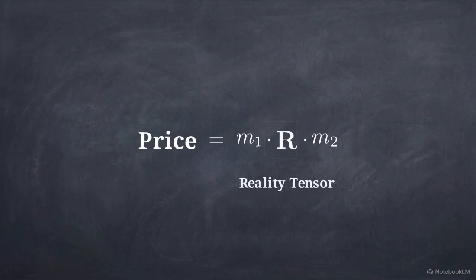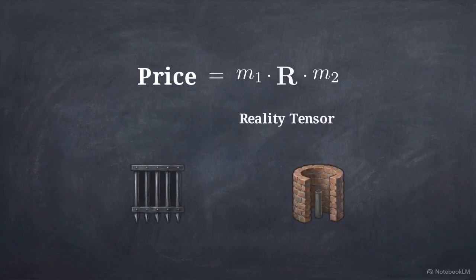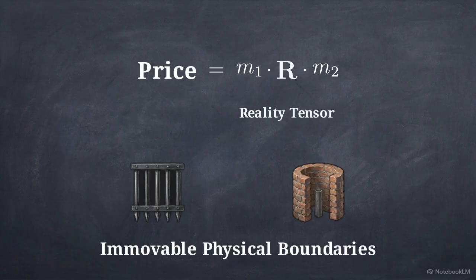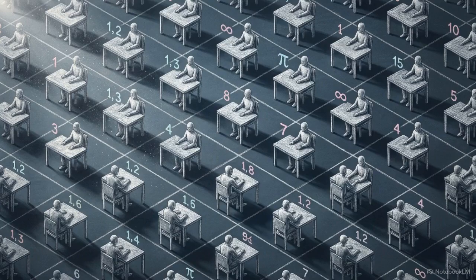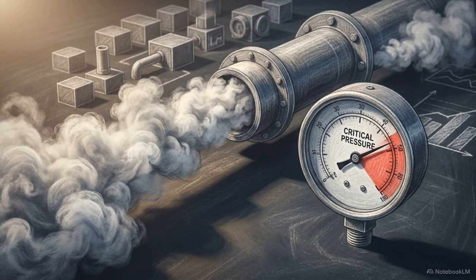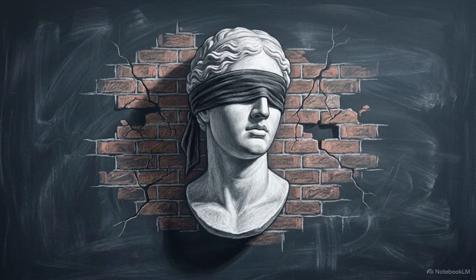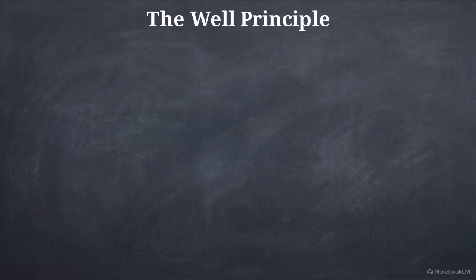In economics, we substitute c squared with the dimensionless reality tensor. It represents the immovable physical boundaries of the host ecosystem, the absolute limits of a resource. Orthodox models assume a market composed entirely of rational calculators operating in an infinite void. By ignoring the thermodynamic boundaries and physical constraints that actually govern the material world, those models blind us to the exact mechanisms that trigger systemic crises.